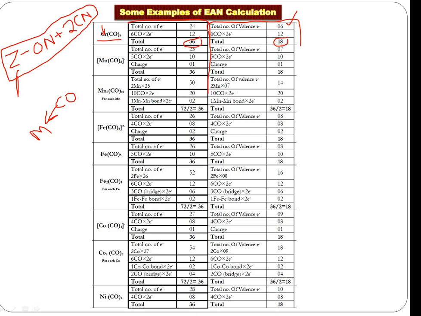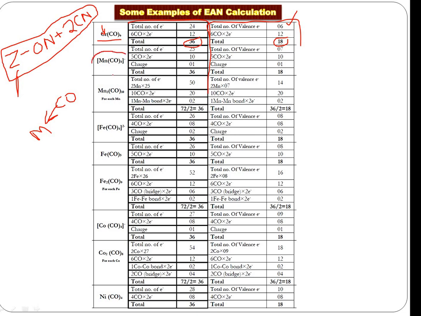So we can write down that this 36 basically is krypton. So when you calculate the effective atomic number, if the counting of electrons comes equivalent to the next noble gas, the complex is highly stable. So this way we have to apply. It's very simple. Now let's take some different complex.